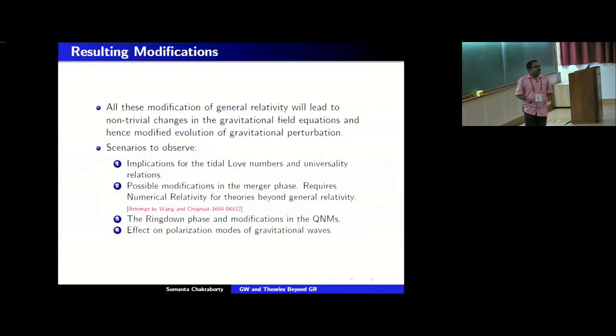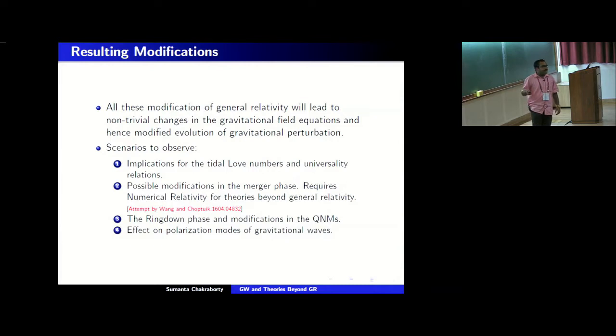And the resulting modifications are obviously that the field equations would be modified, like instead of having Einstein's equation, you will have some different set of equations. As a consequence, even though you may have identical solutions, like Schwarzschild could be a solution to the modified theories, the corresponding perturbations will evolve following a different evolution equation. And as a consequence, all the observable properties of gravitational waves will be different.